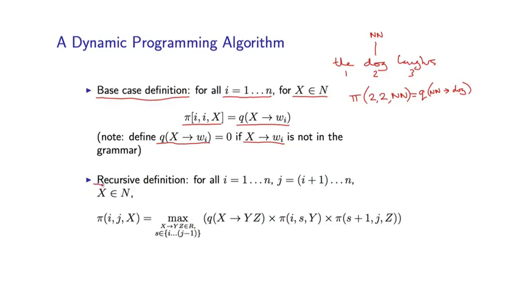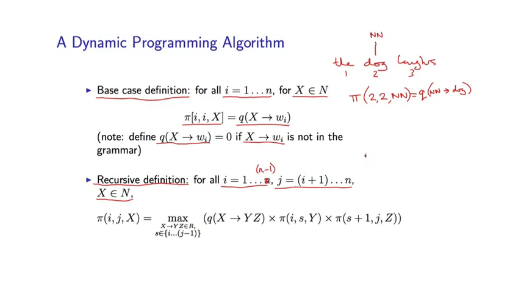The recursive definition is more involved, and I'll first give the definition, and then on the next slide I'll give an example and try to describe why this recursive definition is correct. Okay, so this is for any case where we have i in the range 1 to n minus 1 and j in the range i plus 1 to n, and we have some non-terminal x. Sorry about that.